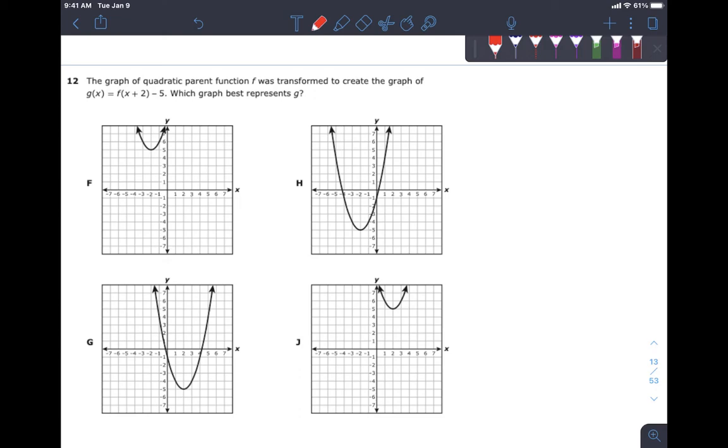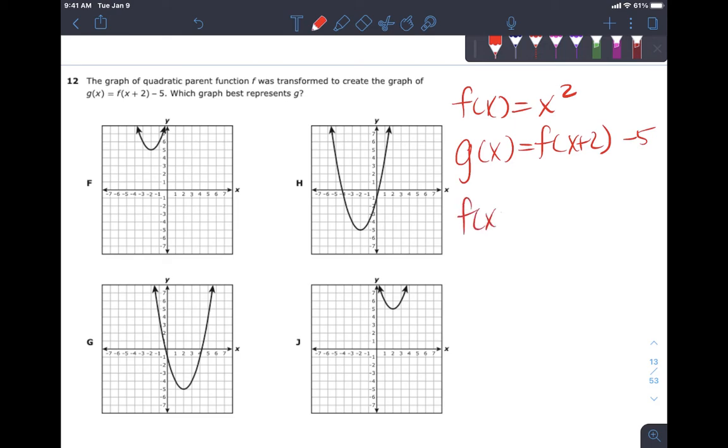The graph of the quadratic parent function f was transformed to create the graph of g. Which graph best represents g? So I'm going to go ahead and work this out by hand, and I'm going to show you how to do it in the calculator. So my parent graph for quadratic functions looks like that. Now, they are asking me g of x equals f of x plus 2 minus 5. So inside of f, everywhere I see an x, I'm going to change it to an x plus 2. Now I'm going to take this and exchange it or substitute it in.